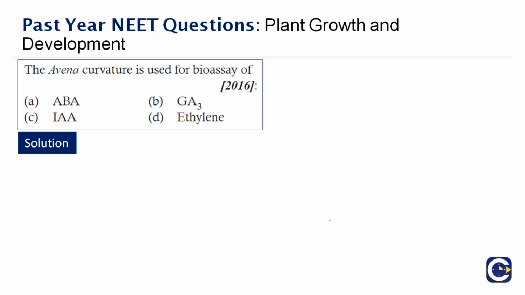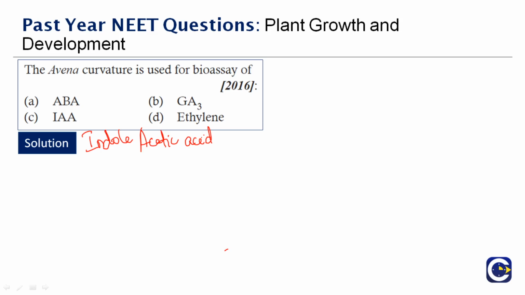IAA stands for indole acetic acid. It is the principal auxin that is present in plants. This hormone is produced in the cells in the apex and the young leaves of the plant. It plays a key role in root formation and bud growth. So the correct answer to this question is IAA, which is indole acetic acid.